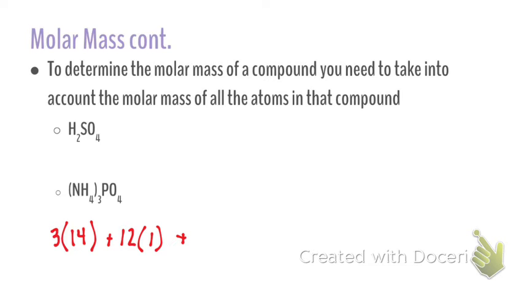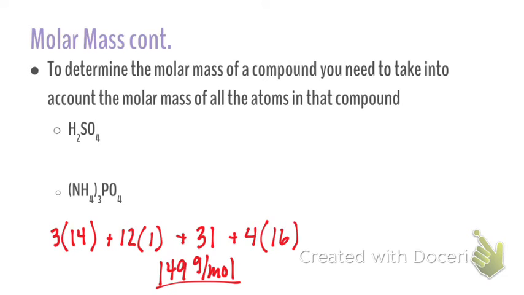And then how many phosphorus do we have? Just 1. And then oxygens, again, we have 4 that each weigh 16. So 14 times 3 plus 12 plus 31 plus 64 gives 149 grams per mole. Okay, do we feel good with the parentheses part of it? We're just distributing that through. Very good.